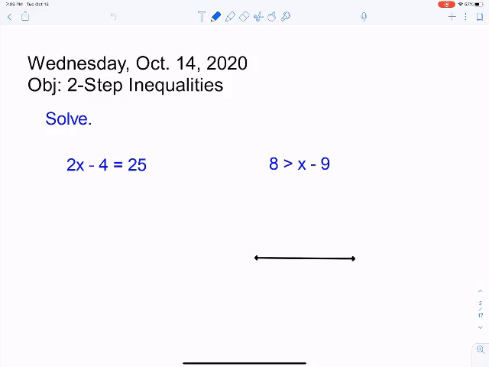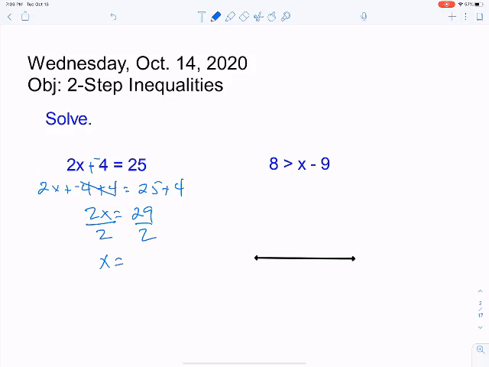Okay, let's see how you did. Now in this first one, you know what I'm going to do at the very beginning. I'm going to change the subtraction to addition and the 4 to its opposite, and then I'm going to solve. The way we do that is we add the opposite. So 2x plus negative 4 plus positive 4 equals 25 plus positive 4. So my 4's cancel out. I'm left with 2x is equal to 29. Then I divide both sides by 2.